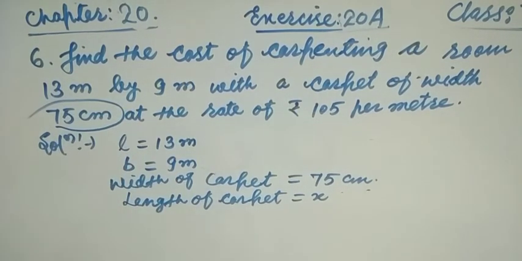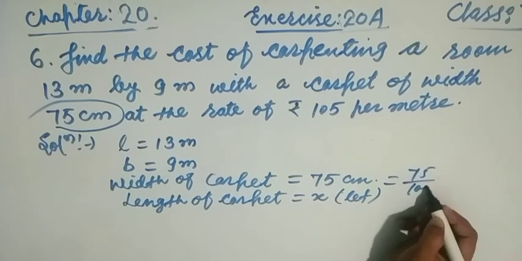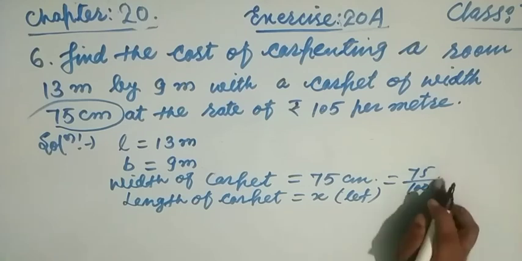Okay, now consider the length of the carpet is suppose x. We consider the length of the carpet is x meter. Now first we have to change, friends, 75 divided by 100 becomes, this is as it is, this is meter.